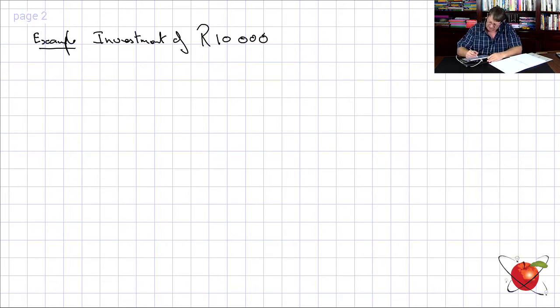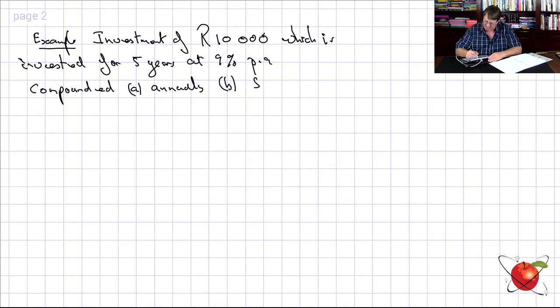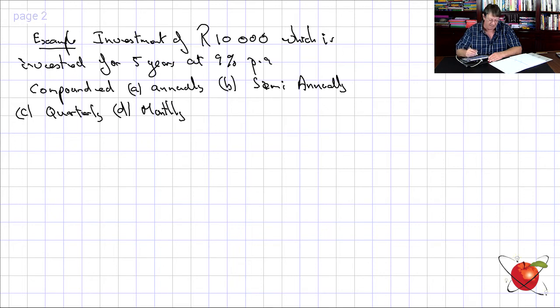An investment of 10,000, which is invested for 5 years at 9% per annum, and compounded: A, annually; B, semi-annually; C, quarterly; D, I'm doing the whole gamut, aren't I? Monthly; and E, daily.